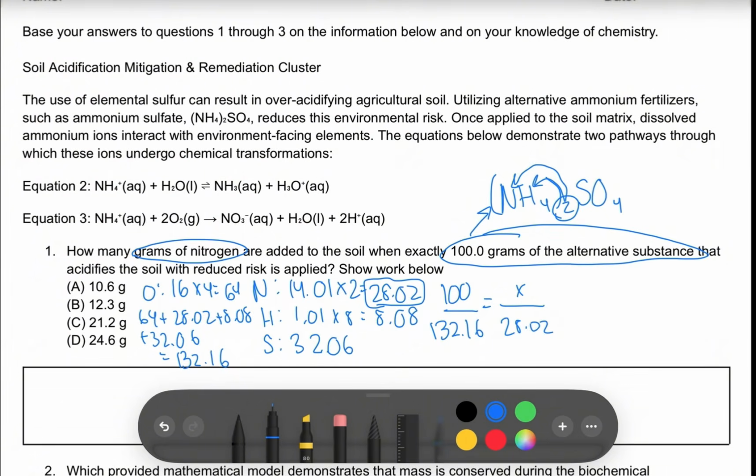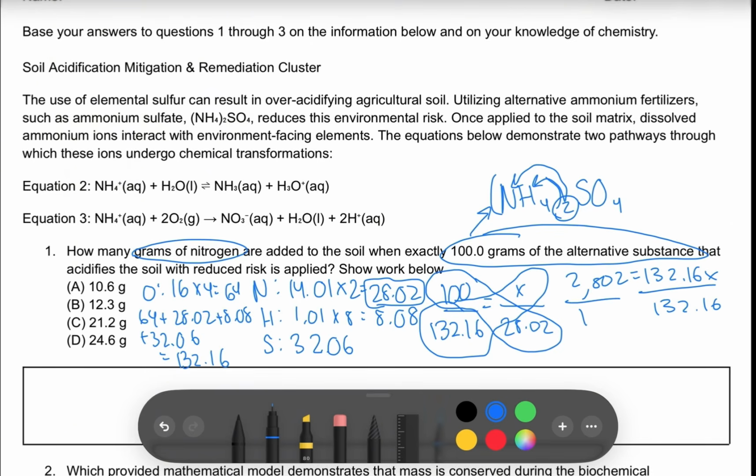So we're going to use an X, and then we're going to cross multiply. So we're going to do 100 times 28.02 and 132.16 times X, and we're going to get 2,802 is equal to 132.16x. So we're going to divide by 132.16 on both sides, and we're going to get that x is equal to 21.2. So our answer is going to be that there are 21.2 grams of nitrogen in 100 grams of ammonium sulfate.